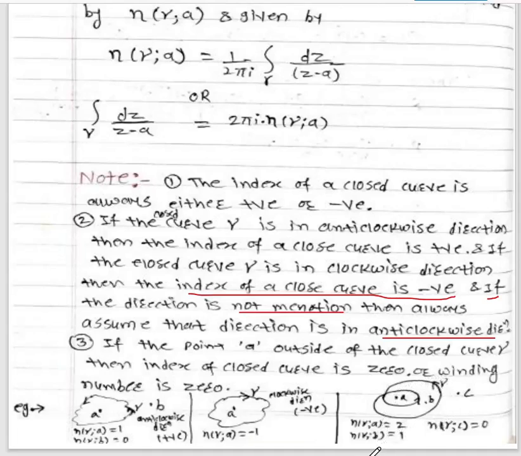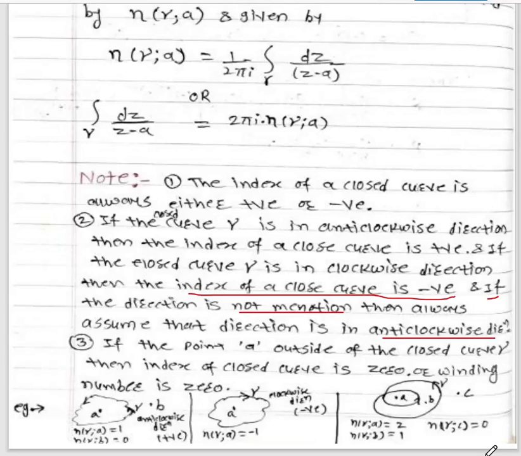Then the index of the closed curve gamma at point B is 1, because this is point B and the curve winds around it only one time. So the winding number is 1. And the index of the closed curve at point C is 0, because point C lies outside of the curve. Therefore the index of the closed curve is 0.